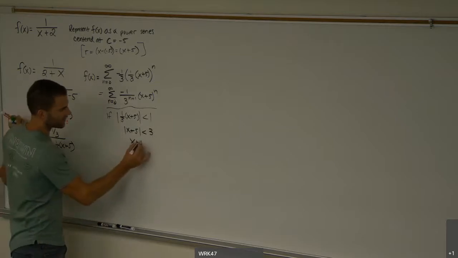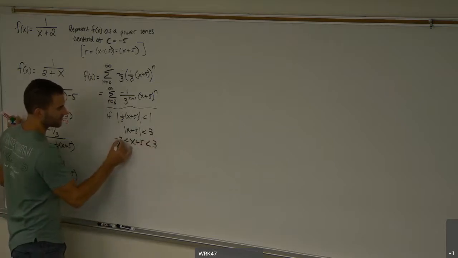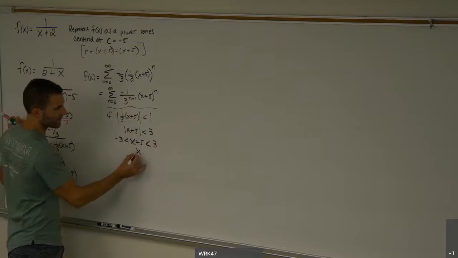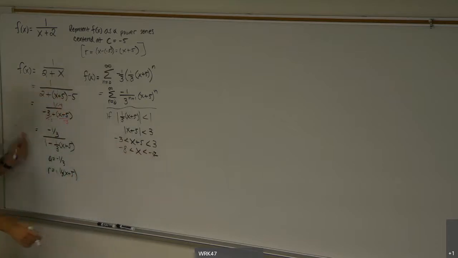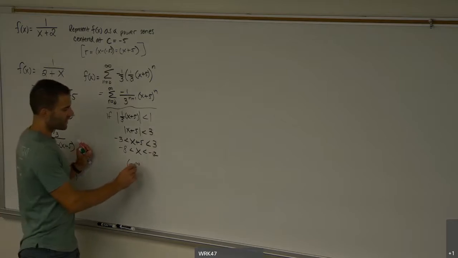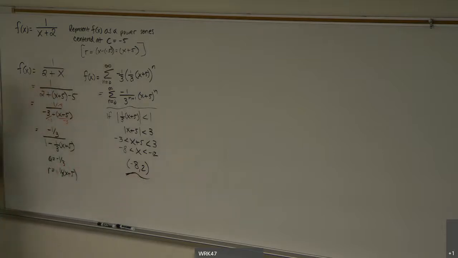If you want to think two-sided inequality, we can do this. Subtracting 5 from everything gives me -2 and -8, or 3 units away from -5 on either side. So this is an interval then from -8 to 2. So we have a representation of this function on the interval -8 to 2. That gives me f of x, or gives me 1/(2 plus x).